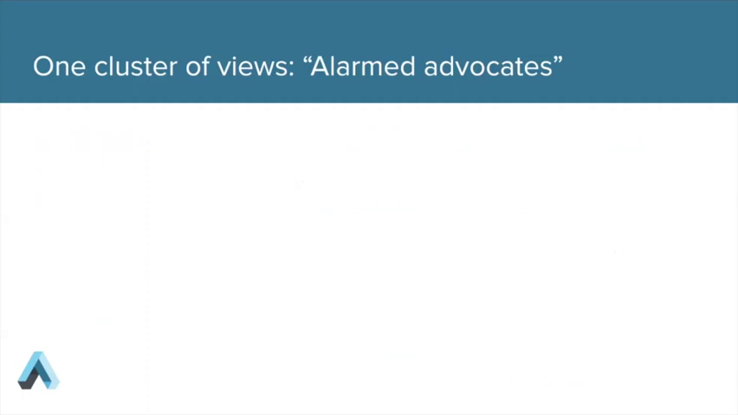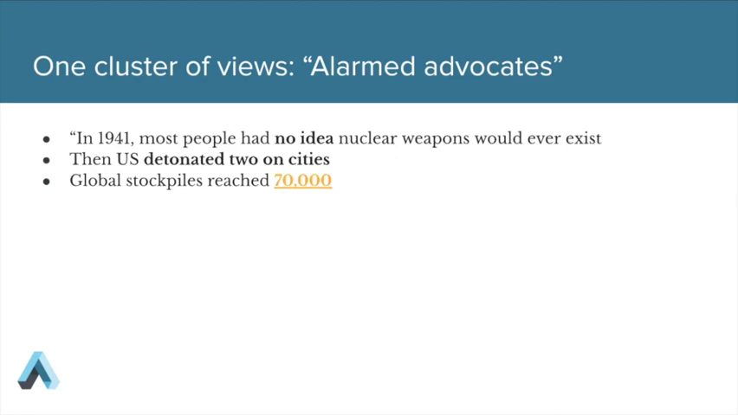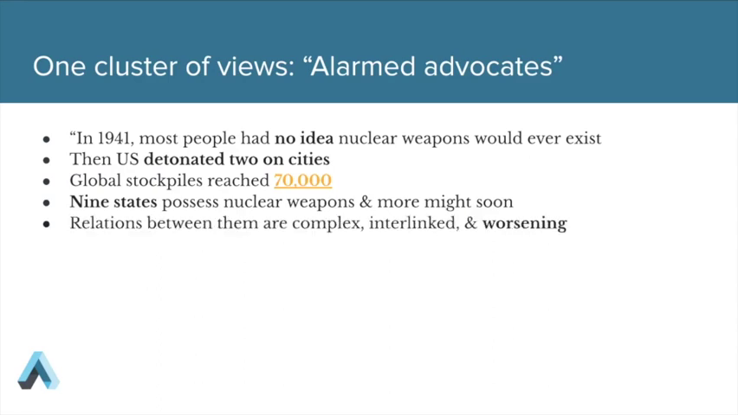This view would start with the idea that in 1941, most people had no idea that nuclear weapons would ever exist. Then just 4 years later, in 1945, the US, of course, used 2 nuclear weapons against cities. This was Hiroshima and Nagasaki. The global stockpile then reached 70,000, rocketing from 0 to 70,000 in a matter of mere decades. We now have 9 states that possess nuclear weapons, and more might soon. There's been this proliferation, this growing number of states that are involved in this complex tapestry.